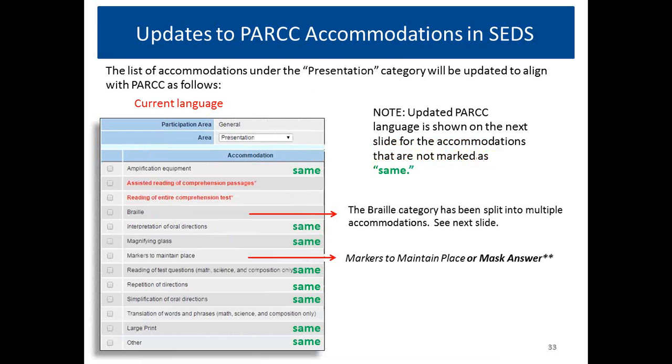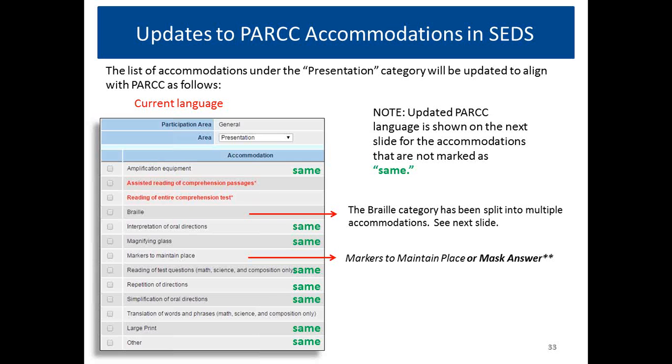And the last category, the presentation category, this one's actually going to change the most, because with the computerized test, there's just so many things that are different about presentation. So here on the left, you'll see a picture of what the list looks like right now in SEDS. The ones that are going to stay the same, I've denoted with the green same. But the ones that are different, if you look at the Braille one, that's actually going to be split up into multiple types of Braille accommodations. And I'm going to show you those on the next slide.